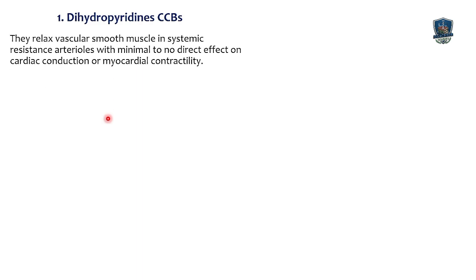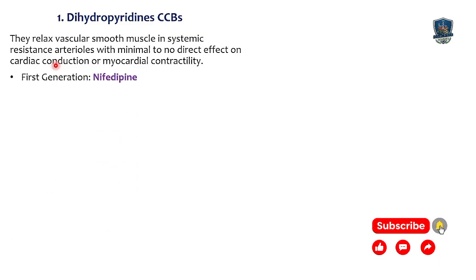So let's begin with the first class, the dihydropyridine calcium channel blockers. These reduce the tone of vascular smooth muscles in systemic resistance arterioles with minimal to no direct effect on cardiac conduction or myocardial contractility. These ones majorly work on the vascular smooth muscles. They have little cardiac impact.